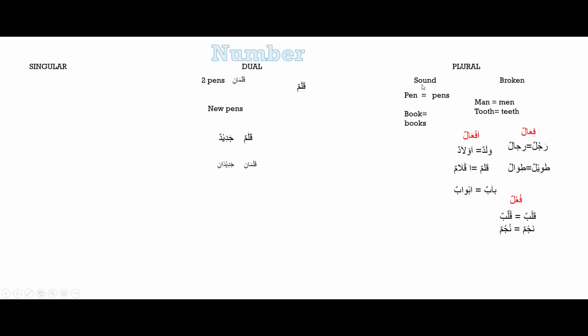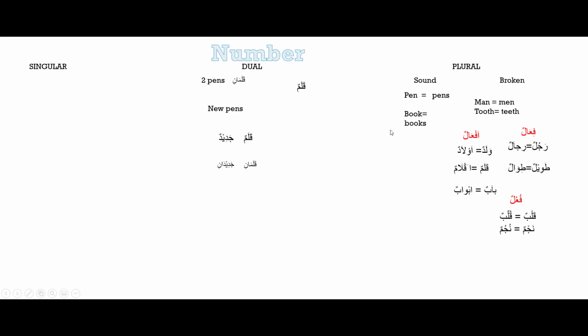And coming to sound plurals, as I have said, sound plurals are made by adding a few letters at the ending of the singular isms. Now, sound plurals are again of two kinds, masculine sound plurals and feminine sound plurals. Naturally, we are going to add different letters for isms that are masculine gender and different letters for isms that have feminine gender. But we'll go over sound plurals in the next video.